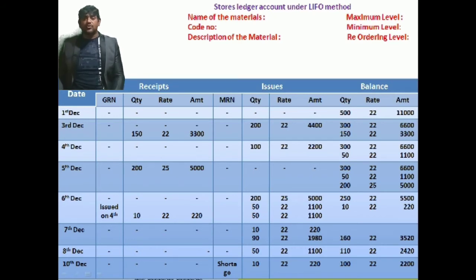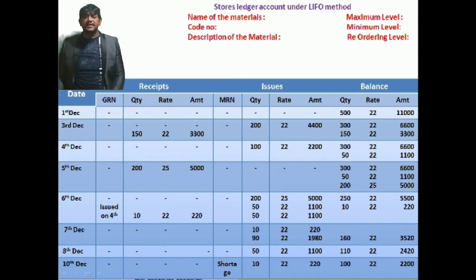So now go to the 7th December. So on 7th December, we are supposed to make an entry. There is an issue. So issue of how many units? There is an issue of 100 units on 7th December. Okay. So 7th December, 100 units we are supposed to issue. So receipts column, that is GRN dash, quantity dash, rate dash, amount also dash, MRN under issues, MRN also dash.